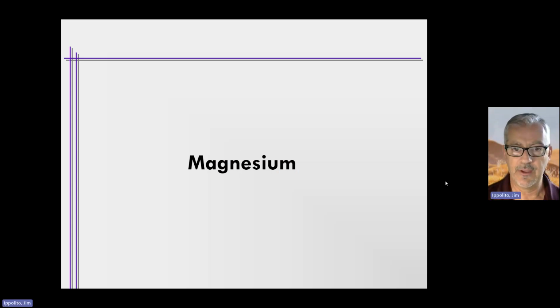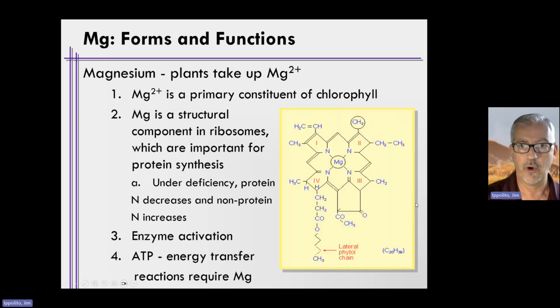Let's spend a little bit of time talking about magnesium, the forms and functions, and then we'll get into deficiency symptoms. So magnesium, when plants take up magnesium, they take up the magnesium ion, magnesium 2 plus. It's the only form of magnesium that plants can take up.